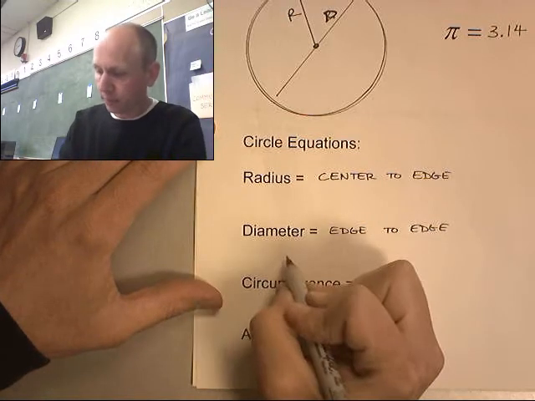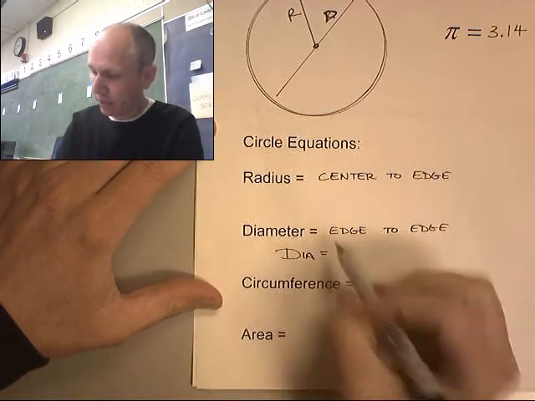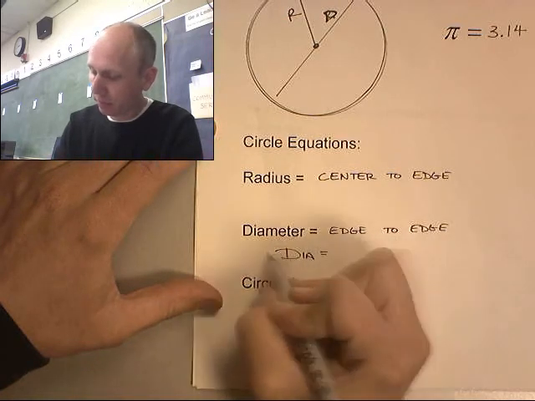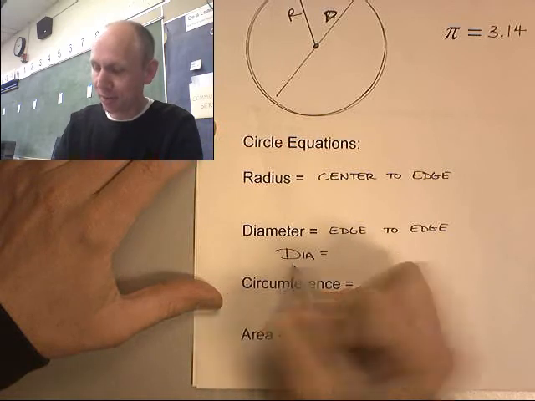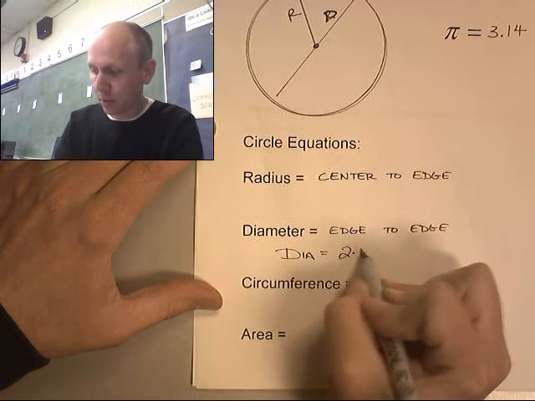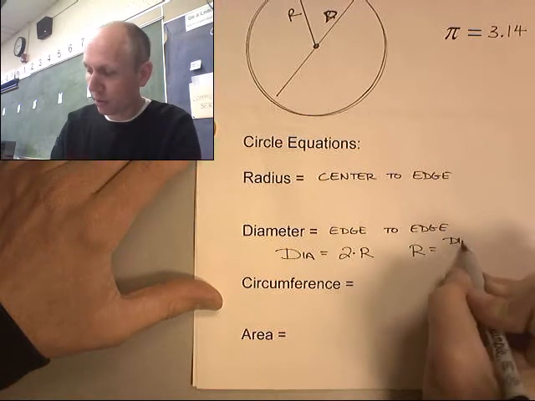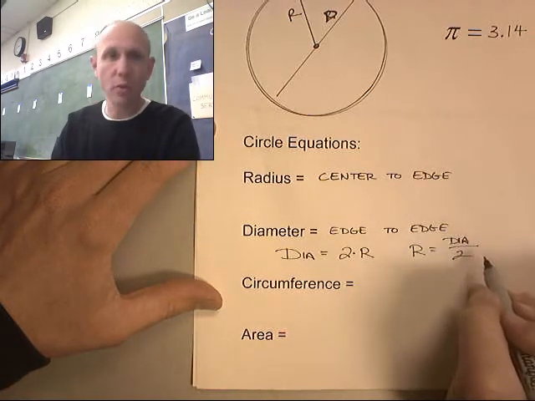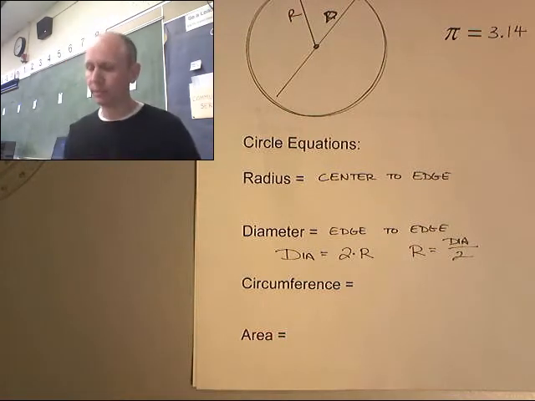And diameter is, excuse me, no, diameter equals 2 times a radius. Or we can go with the radius is the diameter divided by 2. Radius is half of the diameter. Just keep it like that.